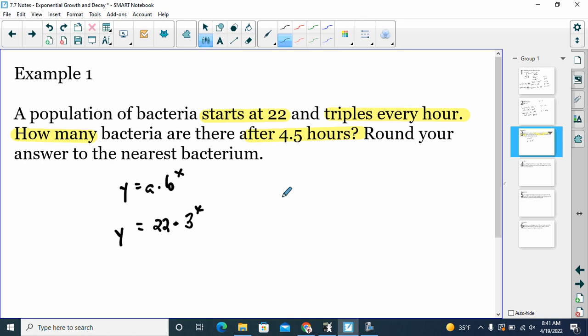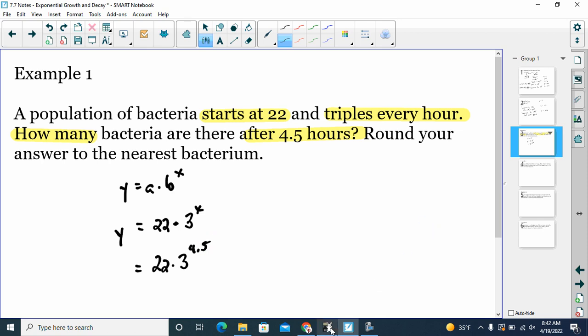We're looking for the final amount of bacteria, which is our y value. X is the number of times that it multiplies by 3. So if it multiplies by 3 one time, it would be 22 times 3. And 2 times, we would put 2 in there. 22 times 3 times 3, or 3 to the second, and so on. If it triples every hour, after 4.5 hours, it will have tripled 4.5 times. So I want 22 times 3 to the 4.5 power.